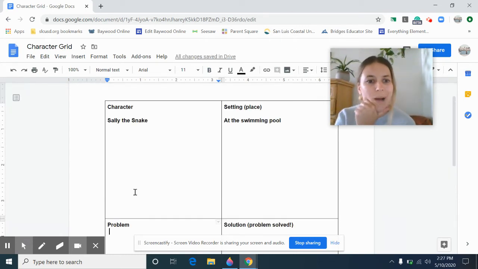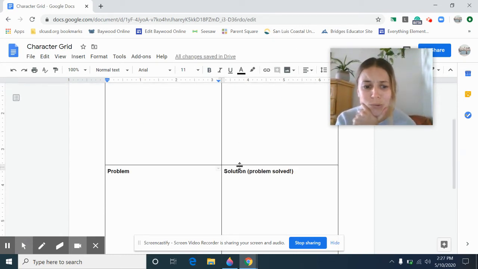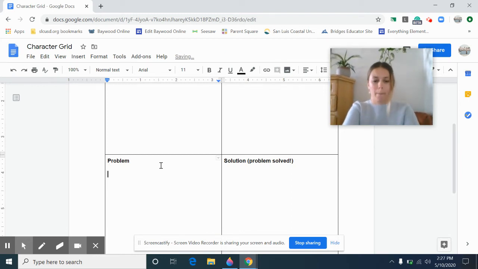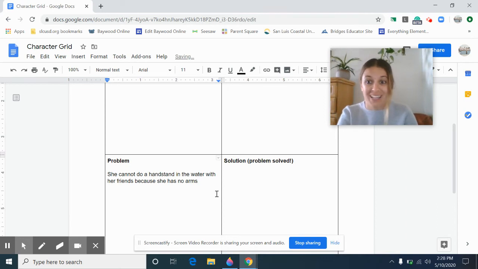So for our problem, I've got my Sally the snake. She's at the swimming pool. This is going to be the problem. Cannot do a handstand in the water with her friends because she has no arms. That's going to be my problem.